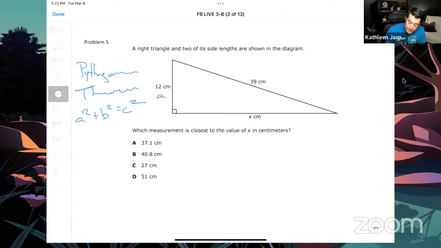So these are a and b. They're interchangeable. They can be a or b here, or they can be a and b here. It really doesn't matter, just as long as you know where they go when you do the equation. So the way we want to set this up is we'll make it 12 squared plus x squared equals 39 squared. That's our side lengths squared. So it's 144 plus x squared equals, I should know this one, I think it's 1521.